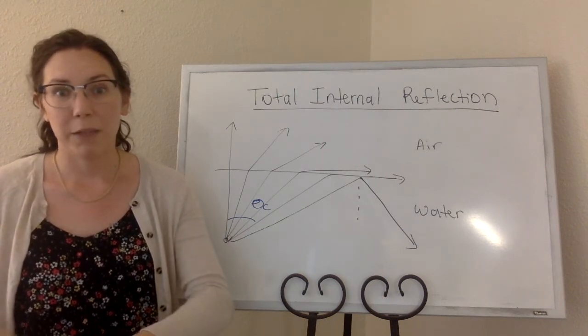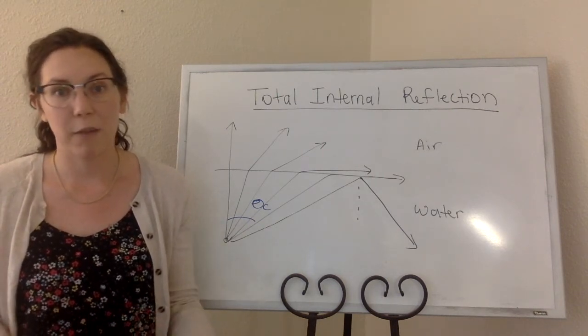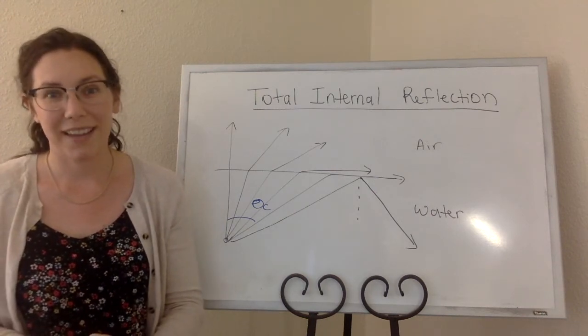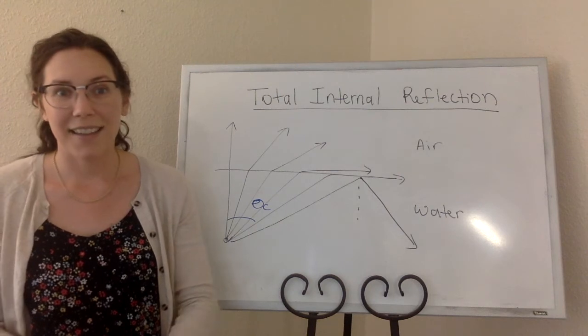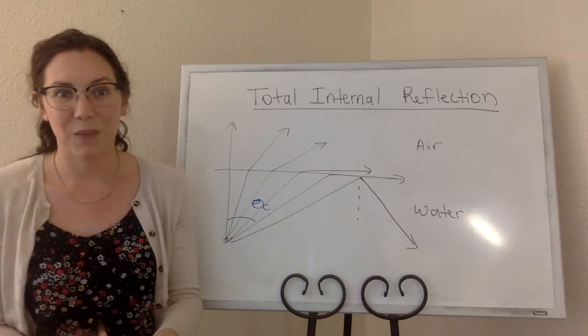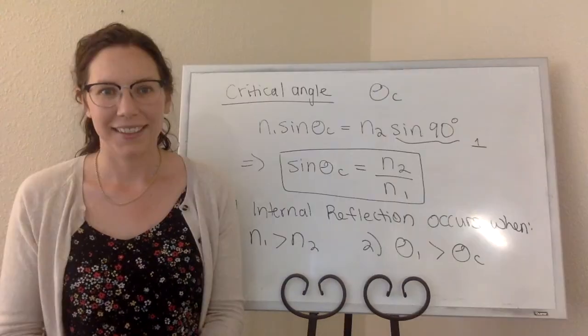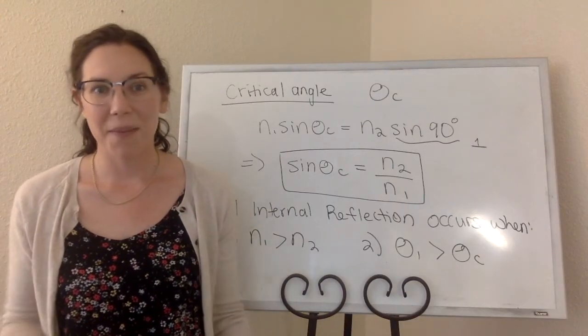And this is perfect reflection. It's even better than reflection from a plane mirror. All of the light is reflected and there's no light that is refracted. And again, this only happens when light travels from a medium that's higher index to lower index. Okay, so I've written out the math for this.